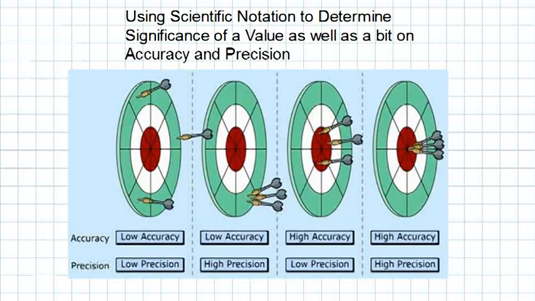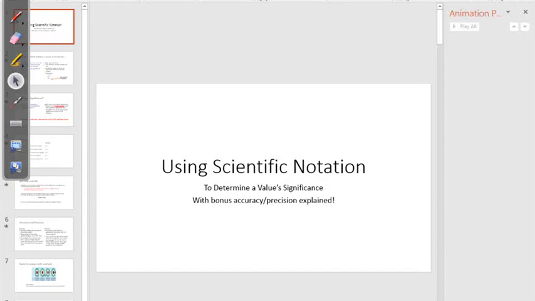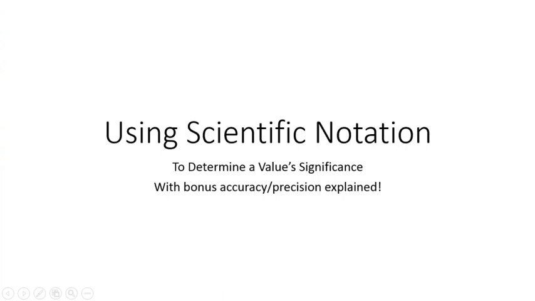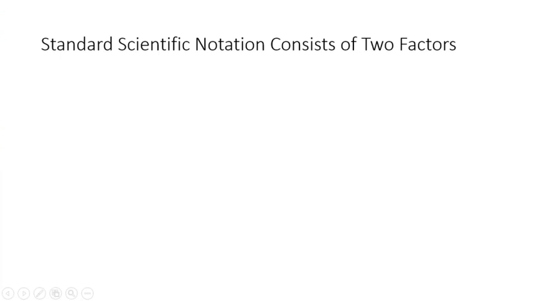Okay, class, today our focus is going to be on scientific notation, specifically using scientific notation to determine the value's significance, also with the bonus section on accuracy and precision. So, first things first, standard scientific notation consists of two factors, and you should know this.